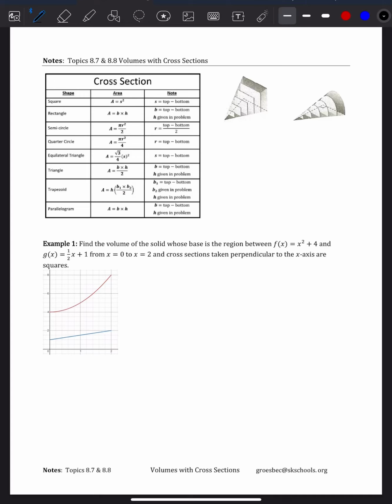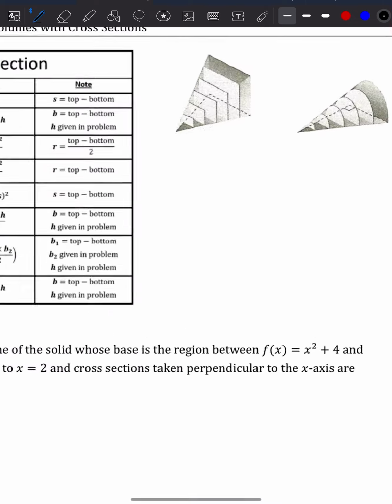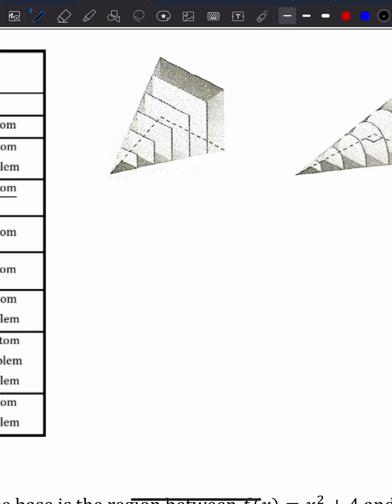Today we're going to be talking about volumes of solids, specifically in what we call cross sections. So a cross section is if we take a shape and we slice it, say vertically or horizontally, and we see this shape that it makes.